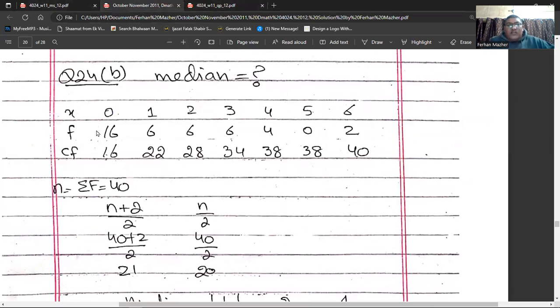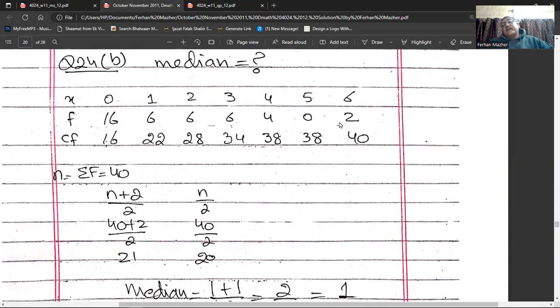So this table is already in your paper, and I'm writing here the cumulative frequency. So that 16 will come as it is. Then 16 plus 6, that's 22. 22 plus 6, 28. 28 plus 6, 34. 34 plus 6, 38. 38 plus 0, 38. 38 plus 2, that will be 40.